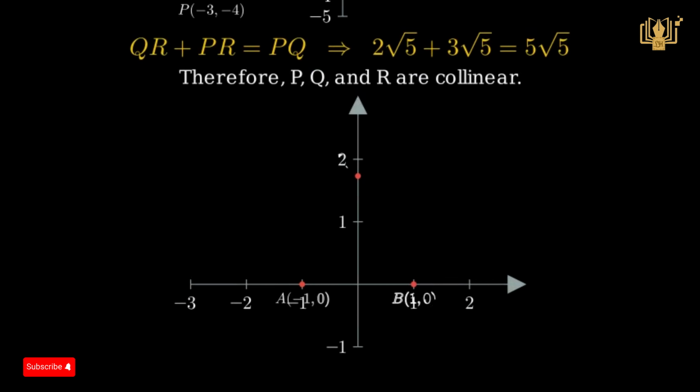Problem 2. Show that A with coordinates (-1, 0), B with coordinates (1, 0), and N with coordinates (0, square root 3) are not collinear. Let's plot them and connect to see the triangle.